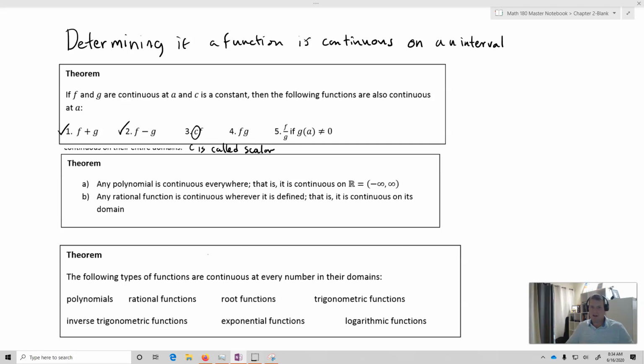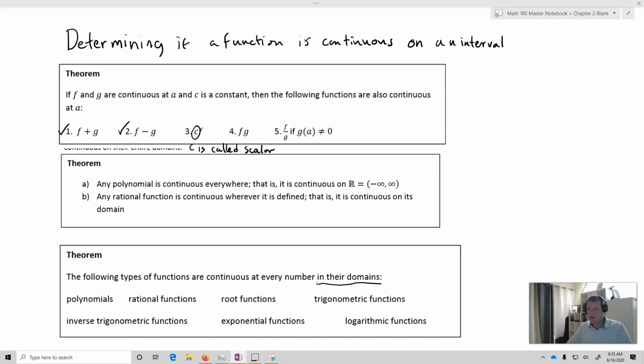The following types of functions are continuous at every number in their domains. I want to be very careful here. It's not everywhere, it's in their domains. So you really want to think to yourself, what's the domain of this function? Polynomials, we already said that, they're continuous everywhere. Rational functions, as long as we're not dividing by 0. Root functions, no negatives in the roots. We're doing real calculus, not complex calculus, which you can do, but we're not doing it.